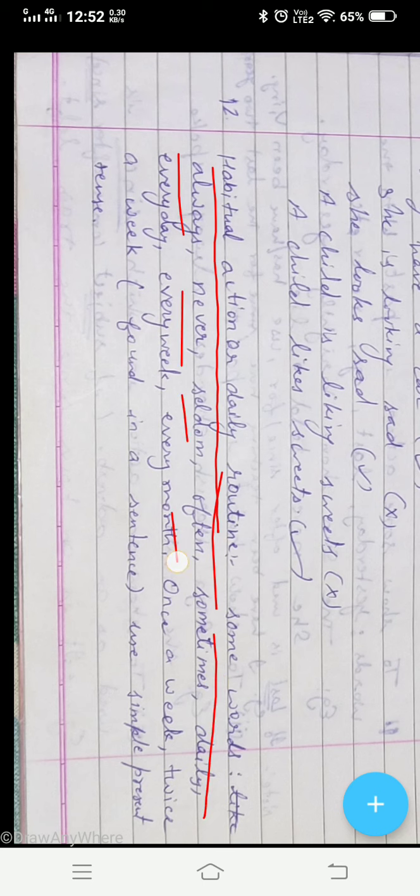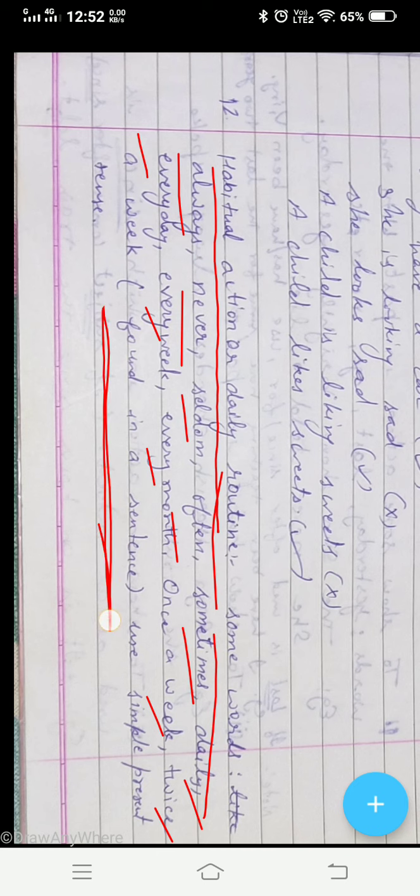Last, habitual action, daily routine. We have discussed already these points. Some words like always, never, seldom, often, sometimes, daily. Often means अक्सर ऐसा होता है, seldom कभी कभी होता है, every day, every week, every month, once a week, twice a week. If you find these words in the sentence, then use simple present tense.